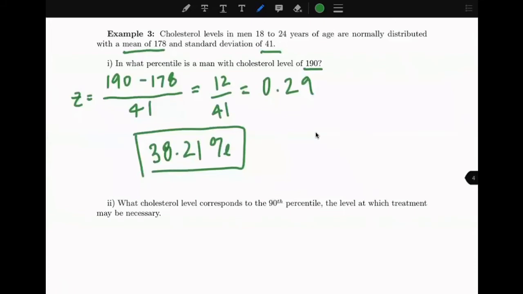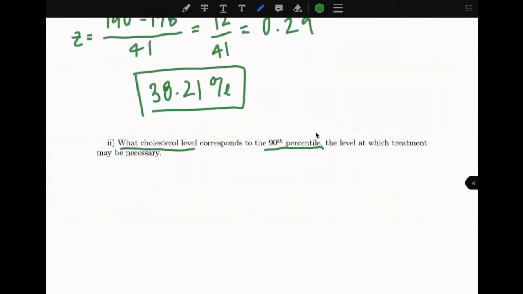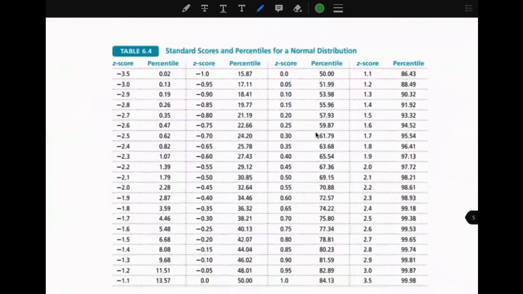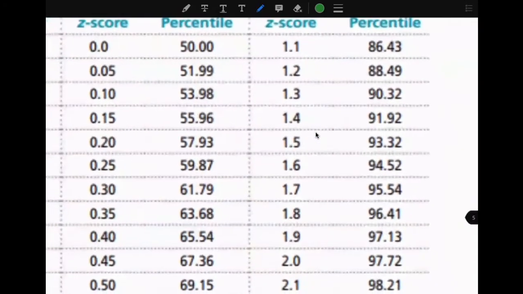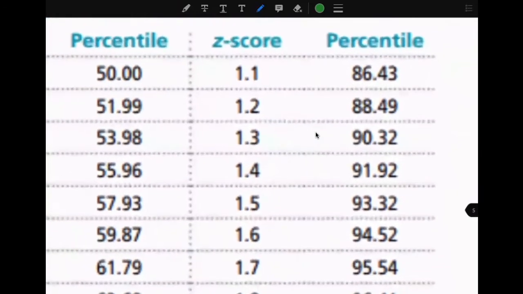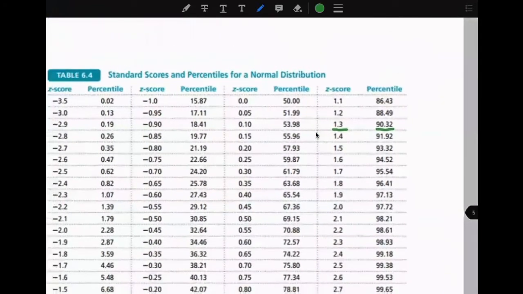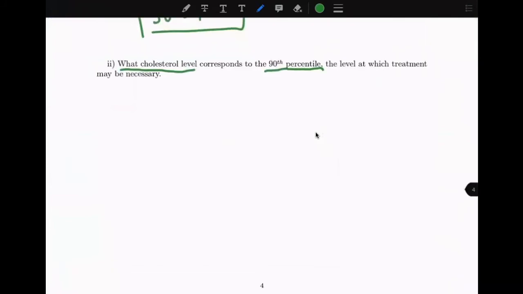What cholesterol level corresponds to the 90th percentile? A 90th percentile. So we're actually looking for the data value because it wants to know what level. So first thing that we're going to do is look and see what is the z-score of the 90th percentile. So if we zoom in over here on this side of the table, you see percentile, and it says 90 right here, and then you see z-score, and it says 1.3.